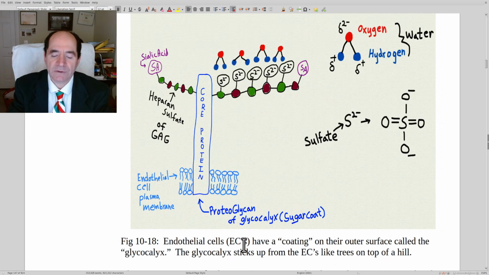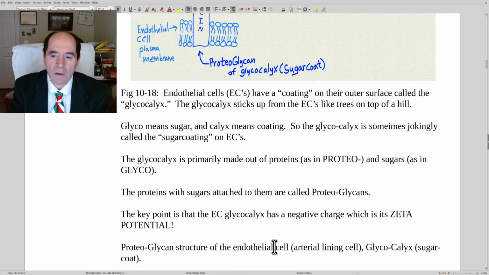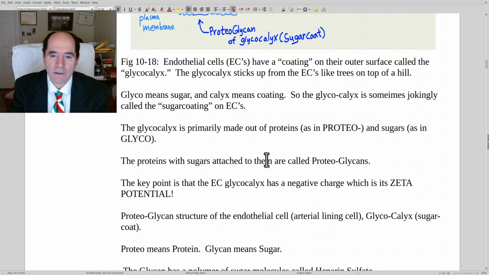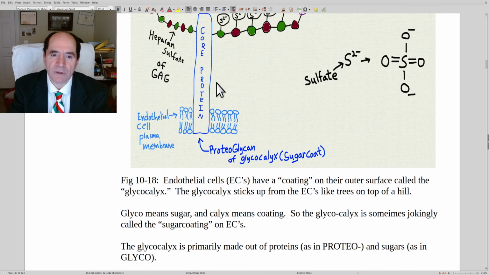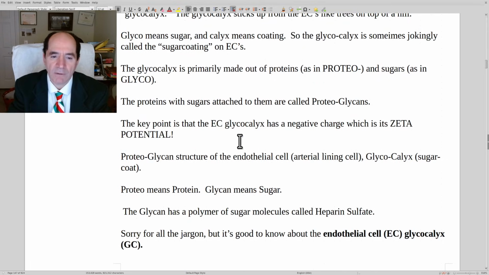And the glycocalyx sticks up from the endothelial cells. They kind of look like what little trees would look like on top of a hill. Okay. And the glycocalyx is made out of proteins and sugar. So protein is proteo, sugar is glyco. So proteoglycan is the name of the proteins that are sort of like the core protein for the attachment of all the sugar residues, the disaccharides of the glycocalyx.